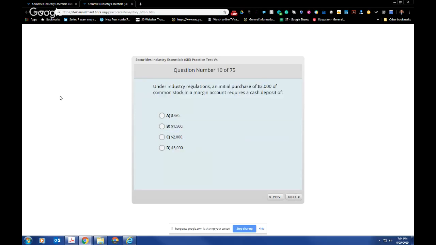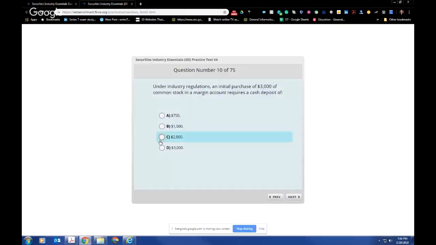Under industry regulations, an initial purchase of $3,000 of common stock in a margin account requires a cash deposit of... Okay. If we remember, class, margin is 50%. So I have to put down 50%, which would be $1,500. Whoa, hold the horses. Wait a second. There's another rule. If I'm going to use margin, I have to put down more than 50% if it's under $2,000. So the minimum I have to put down is $2,000.